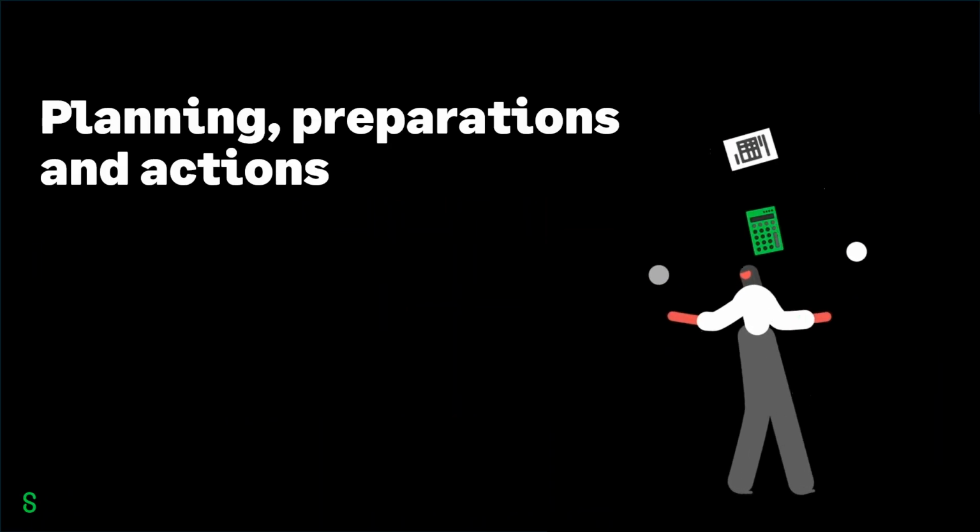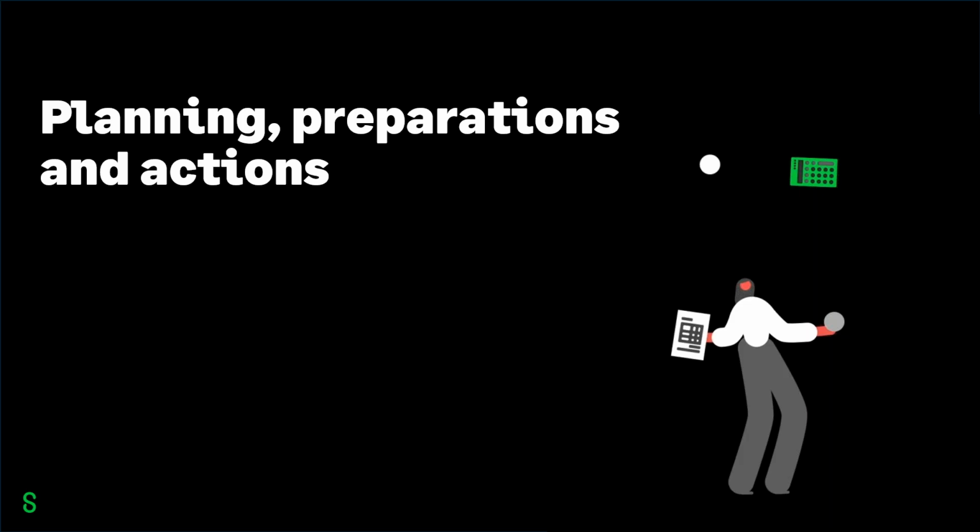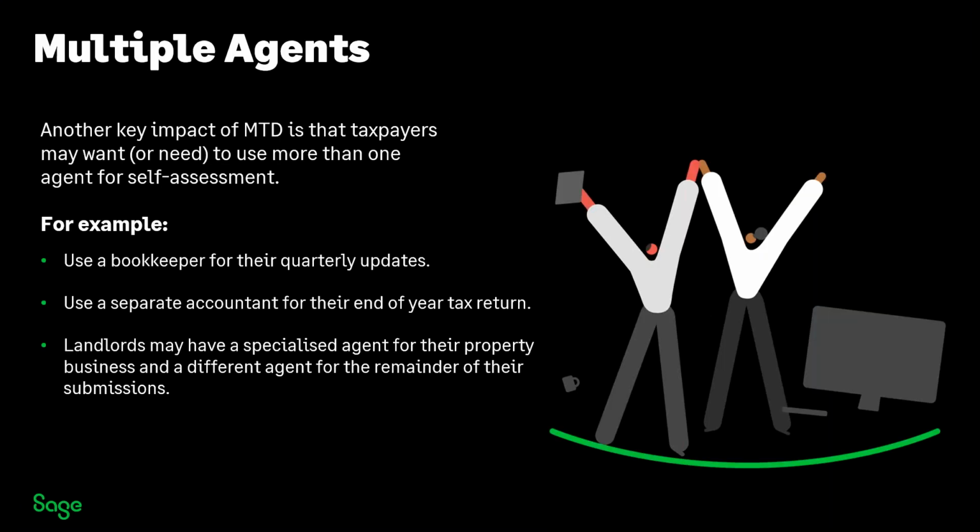Okay, so let's take a look at planning, preparations and actions. Another key part of MTD for income tax is that taxpayers may want to hire multiple agents, as they might need support with the work involved. You want to take your time to consider whether you want to engage with an agent, bookkeeper, or an accountant, if you don't have one already. For example, you might want to use a bookkeeper for your quarterly reports.